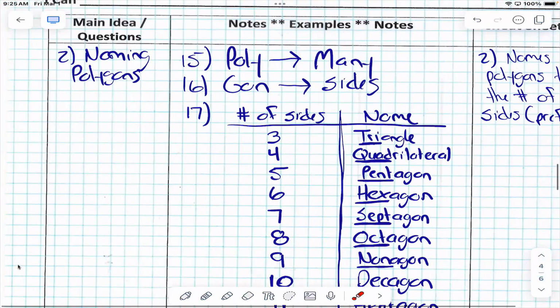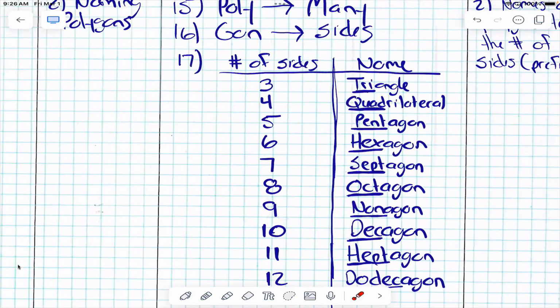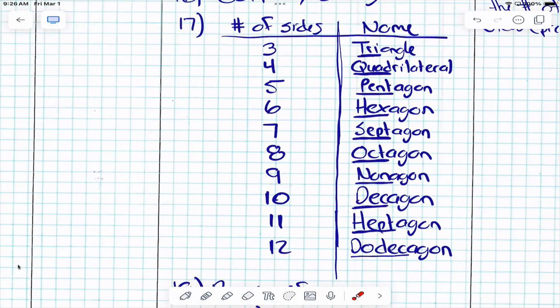When you name polygons, first of all, what does poly mean? What does gon mean? So a polygon is a shape with many sides, yes? And depending on the number of sides, we can actually come up with a name, or we can use the name to figure out the number of sides, yes? So like a triangle, how many sides does a triangle have? What does the word tri mean? How many sides does the quadrilateral have? What does quad mean?